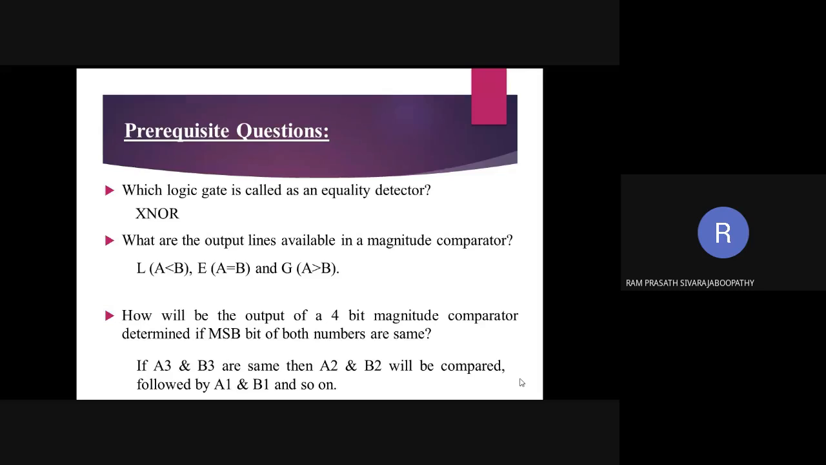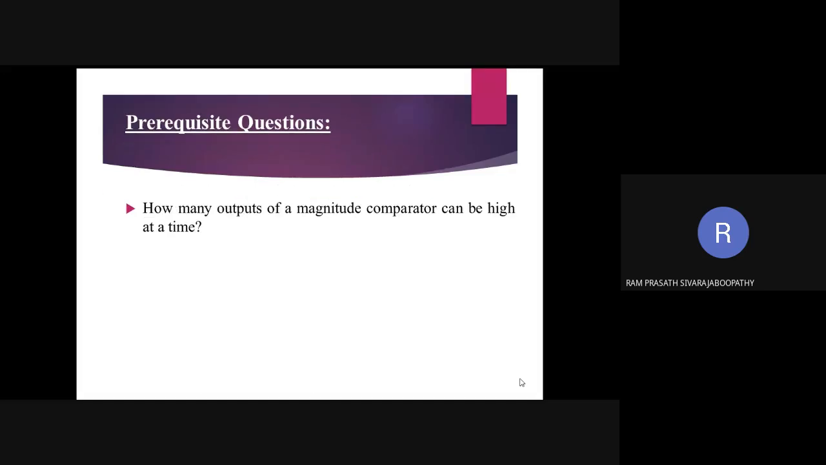How many outputs of a magnitude comparator can be high at a time? Out of the 3 outputs, only one. It's not like priority encoder, Srihari. We should not say like that. We are comparing two values. Out of the three results, any one can occur: only equal or lesser or greater. That's all.